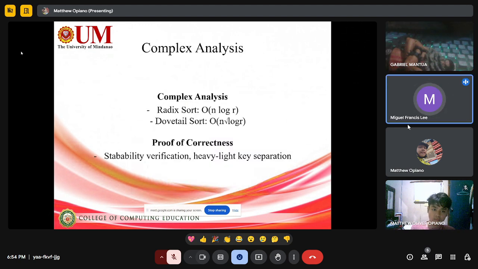So, in terms of complexity, radix sort operates at big O of n log r, whereas dovetail sort achieves big O of n square root of log r, which shows significant theoretical efficiency. We also verified the algorithm's stability and correctness through mathematical proof and implementation.